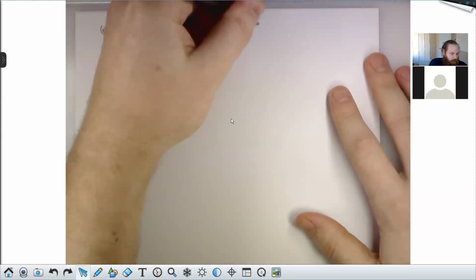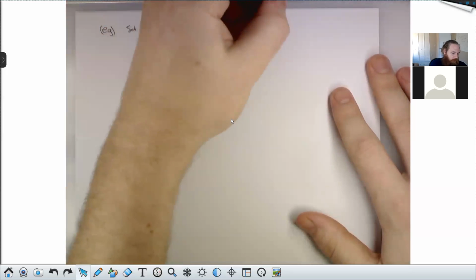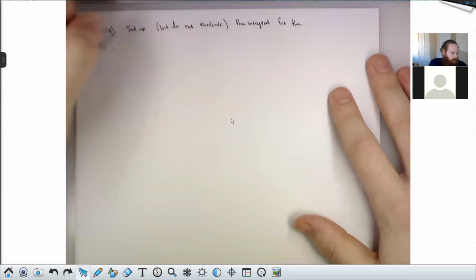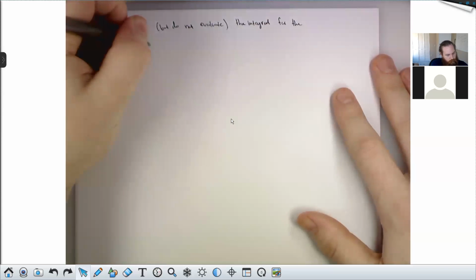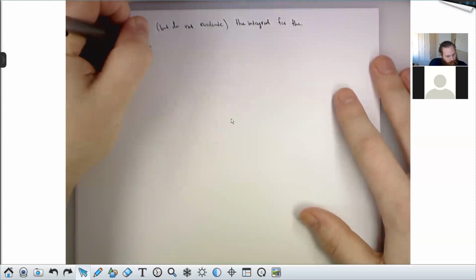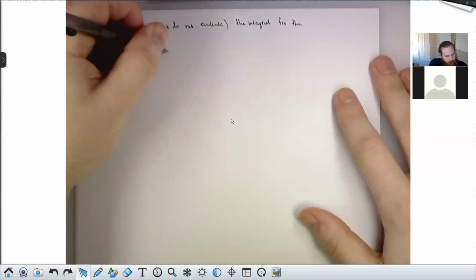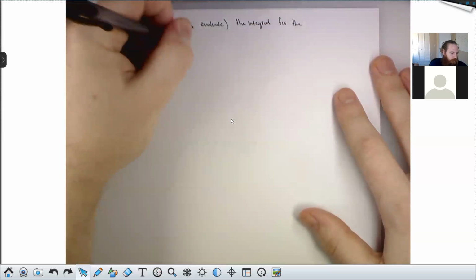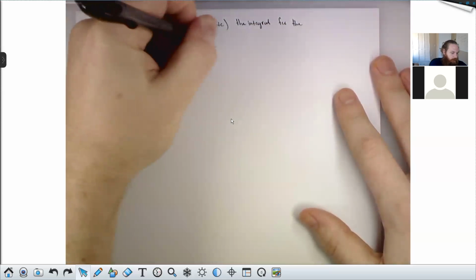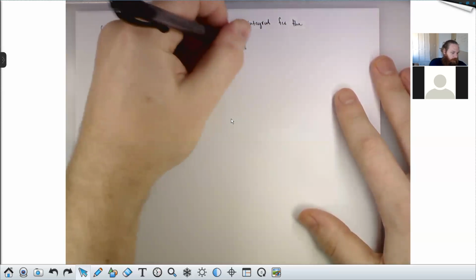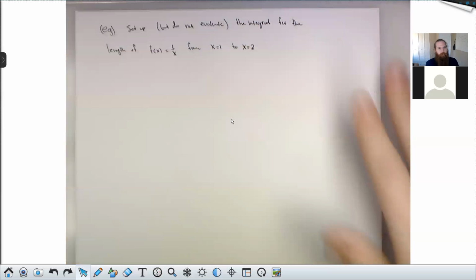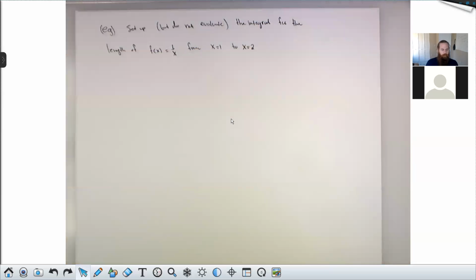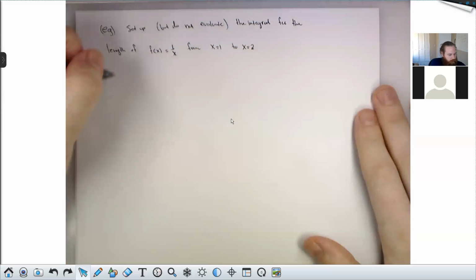The integral for the length of f of x equals 1 over x from x equals 1 to x equals 2. And I'll draw the picture.